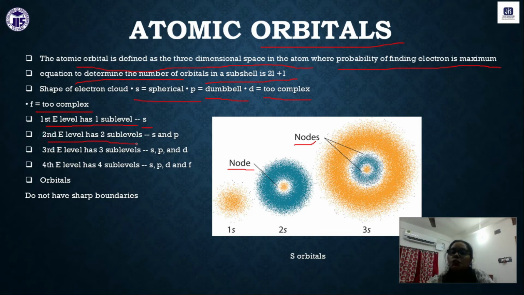The second energy level has two sublevels, that is s and p. The third energy level has three sublevels: s, p and d. And the fourth energy level has four sublevels, that is s, p, d and f orbitals. Orbitals, that means what? Orbitals are not a specific track. They don't have any boundary, only a zone, a space where we can find the electrons. The probability of finding electrons in that space, in that area, will be high. That is called an orbital.